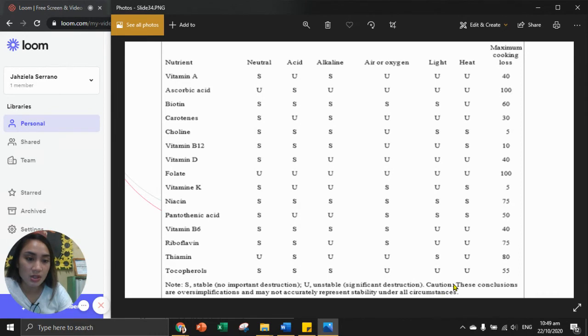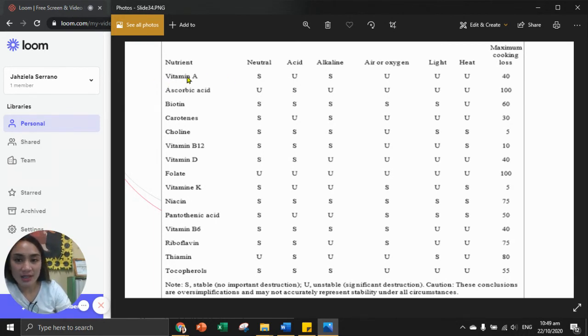And just a caution that these conclusions are oversimplification. So again, oversimplification, no, and may not accurately represent stability under all circumstances. So dito siguro in-expose nila with an environment that is with constant, no, merong constant yung environment na in-expose siguro to. So, again, iba-iba, no? Hindi siya accurate na interpretation. However, generalization lang lahat ng to.